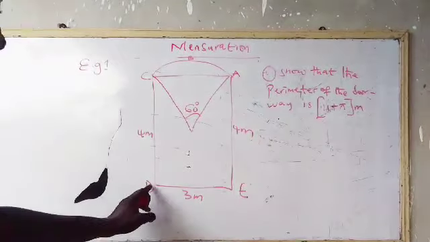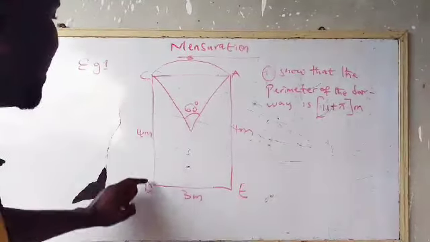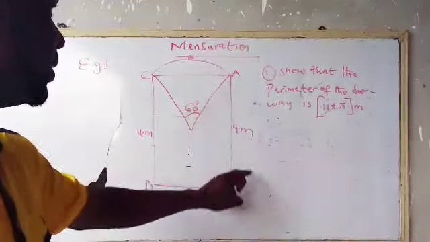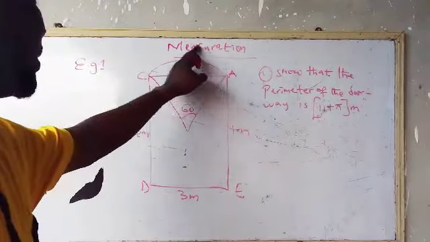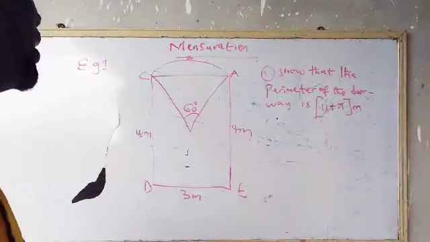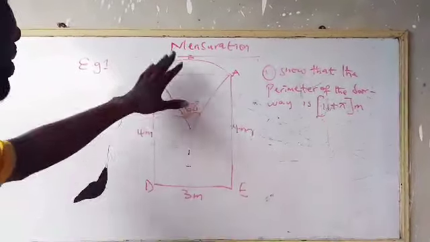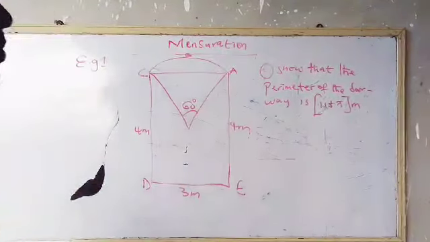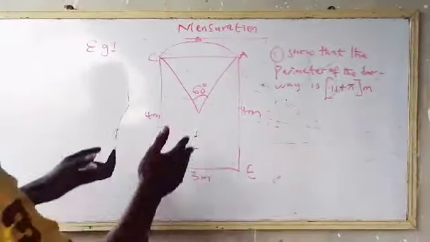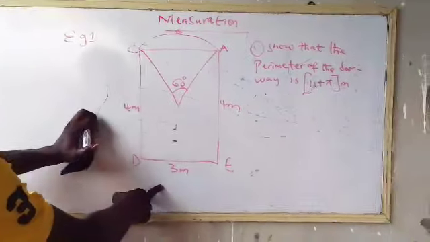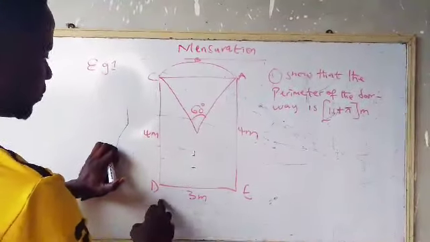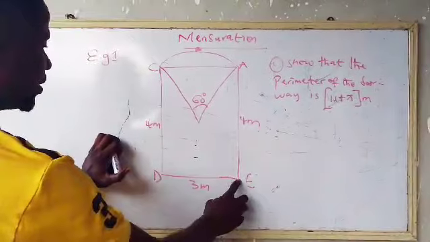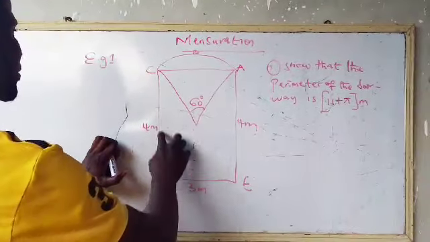So now, how do we get the perimeter of this? By adding CD, DE, AE, and AC together. Now, the perimeter is not talking about the internal aspects. The perimeter is the external side that we're going to add together. If you look at this diagram, we already know DE. We know this side to be 3 meters. We know this side to be 4 meters. We know this side to be 4 meters.